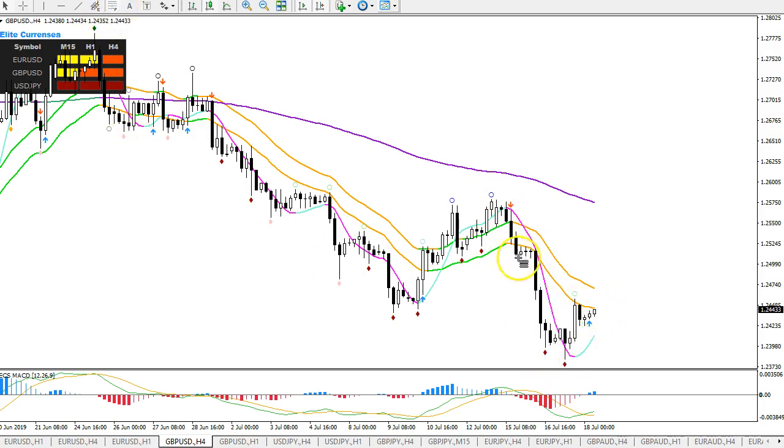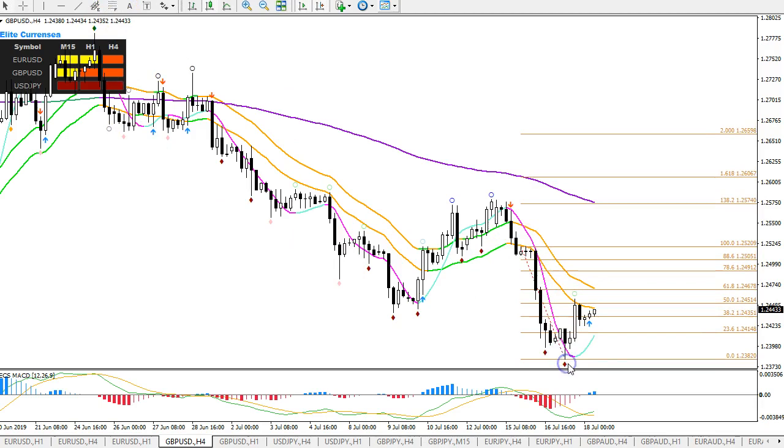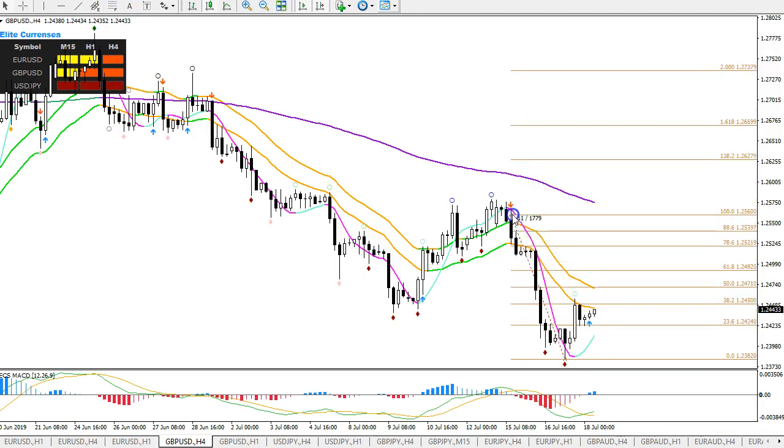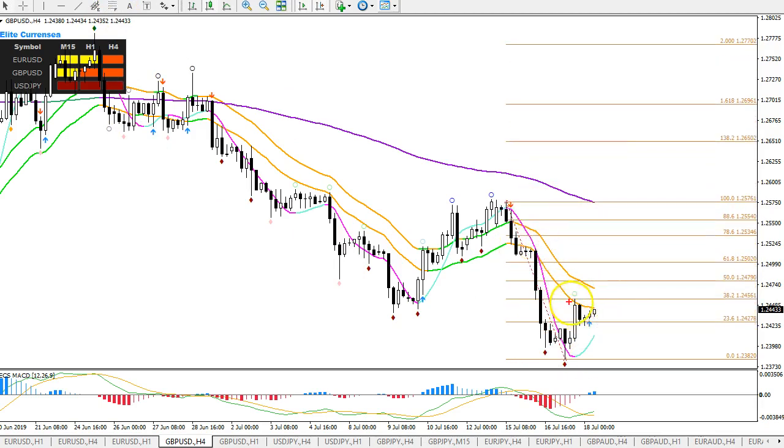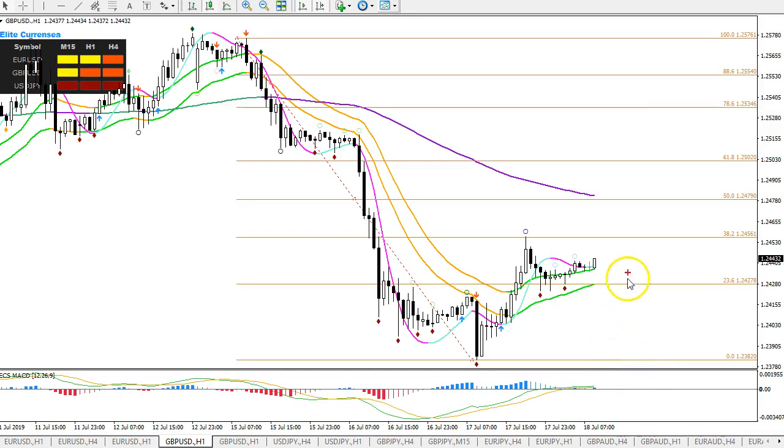Let's put a fib from here to here for the moment. All right, maybe let's move it up a little bit like that. 38.2 fib bounce. And so maybe that 50 fib around 124.80, 125 could be a bouncing spot. And there's also the 144 EMA. For the moment, price is above the 21 EMA on the hourly chart, so it could use that as support.